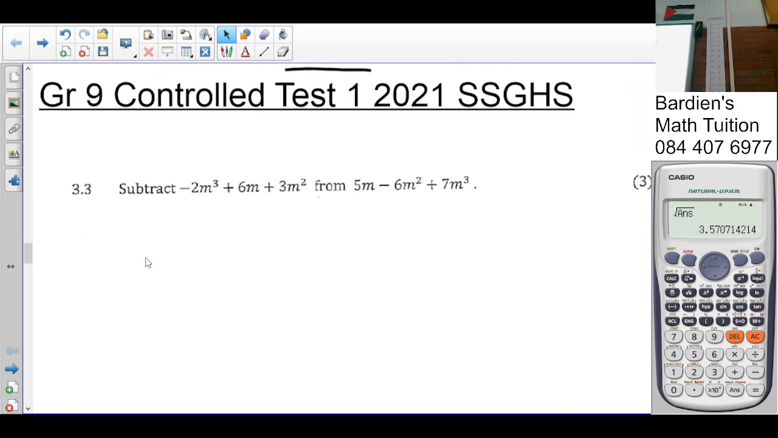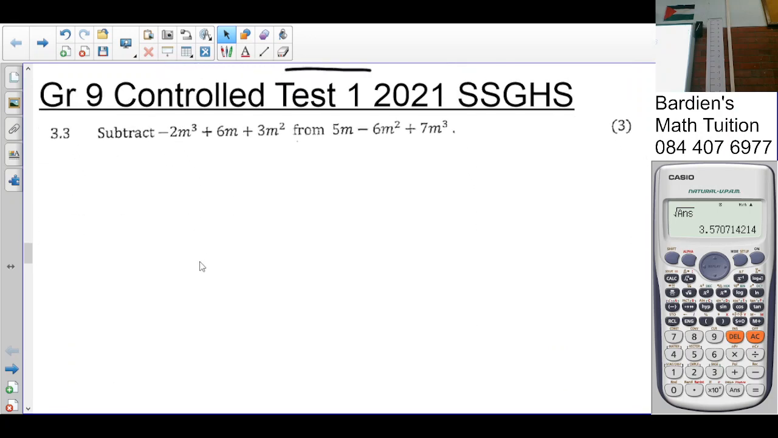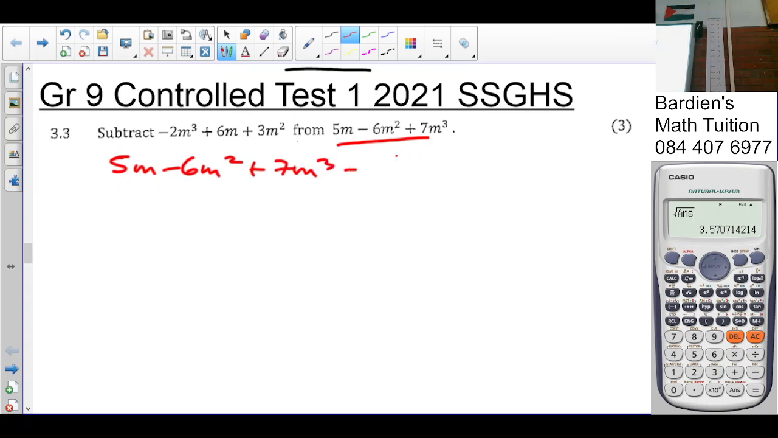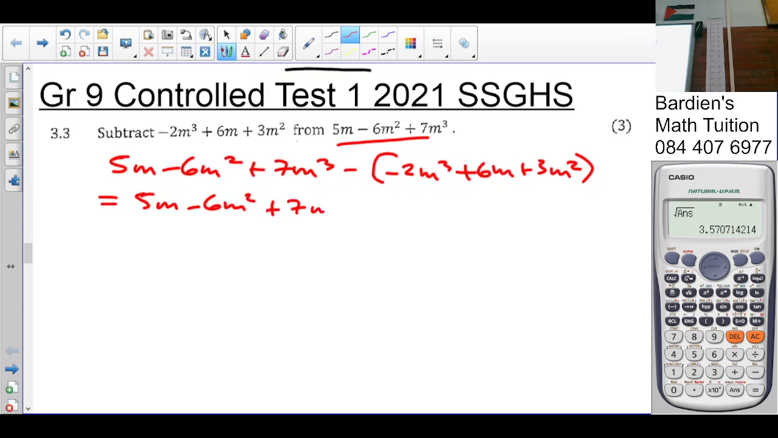The next one. It says subtract 2m cubed plus 6m plus 3m squared from 5m minus 6m squared plus 7m cubed. Whatever follows "from" goes first. So it's 5m minus 6m squared plus 7m cubed minus (2m cubed plus 6m plus 3m squared). Now it's just a matter of getting rid of the brackets so that we can simplify.